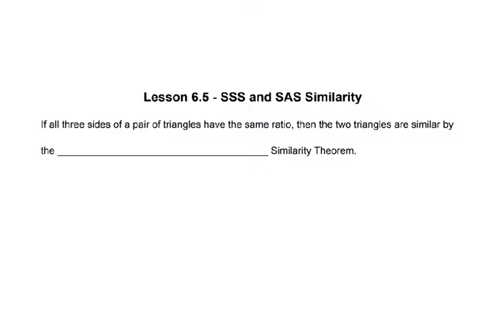So, we know side, side, side, it's about all three, but instead of the three pairs of sides being the same, we want them all to have the same ratio. If they all have the same ratio, they are similar by the side, side, side similarity theorem.